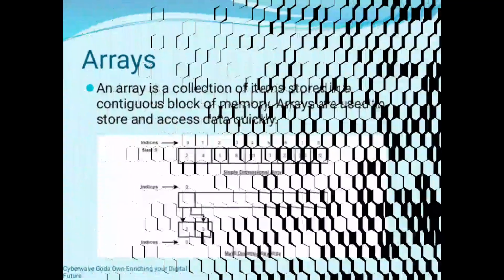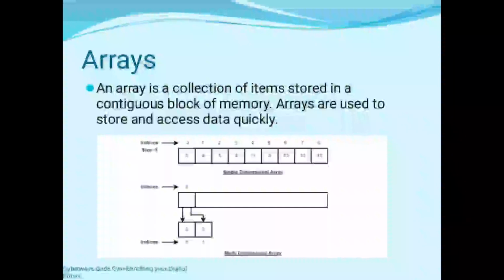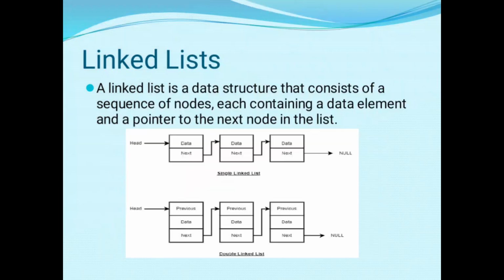Our first main aspect is arrays. An array is a collection of items stored in a contiguous block of memory, and arrays are used to store and access data quickly. In this example we have a single dimensional array, which will only have indices and the data items. The multi-dimensional array will be split into two for the data items, as we can see in the illustrated diagram.